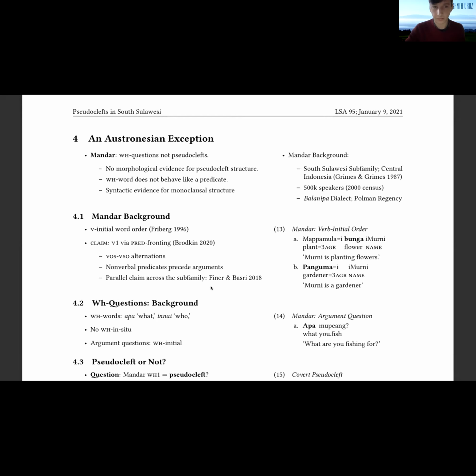I've argued for this independently in the past. I won't justify it here. We can talk about it later. But note that in 13, if you say Murni is planting flowers, you have a verb initial word order, plant flowers Murni, and if the predicate is nonverbal, it still precedes the subject. So Murni is a gardener, the predicate still precedes the subject.